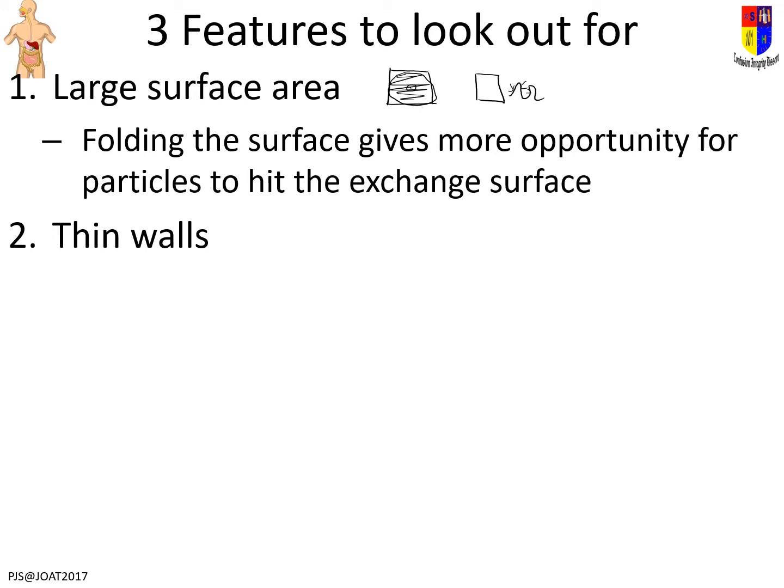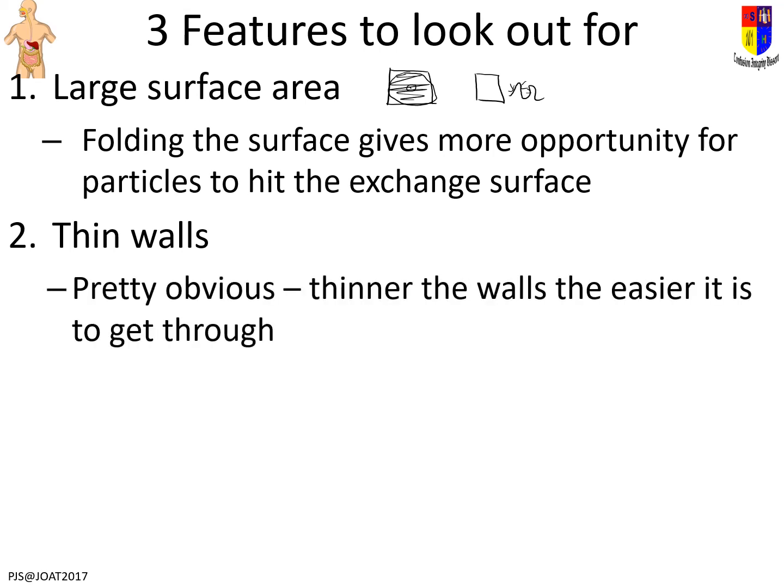Thin walls, again, kind of obvious. If you have something that is only one cell thick, it's going to be much easier to pass something through it. So that's what we go for, one cell thick. Anything thinner than that wouldn't be a surface because no cells.